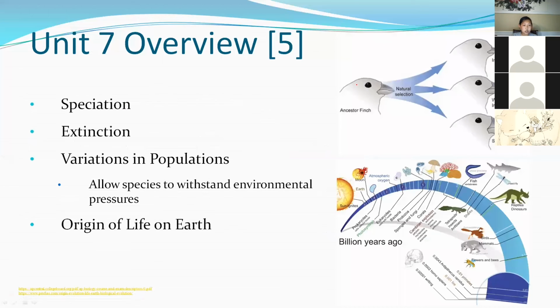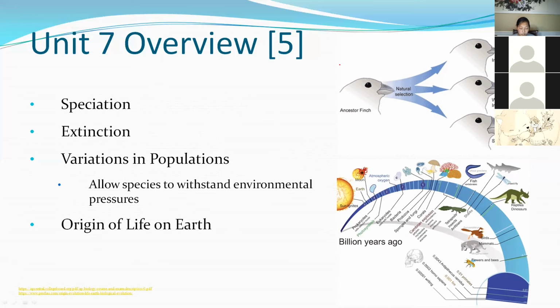Then there's speciation, which is how one species is able to change into different ones due to natural selection. Extinction, which is when animals go extinct. And then variations in population, so variations allow species to withstand environmental pressures. For example, if we use that mice example again, if these mice are all on a white sanded desert, these black mice will stand out.